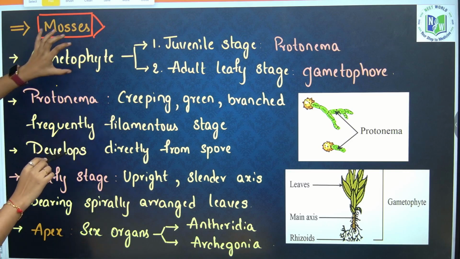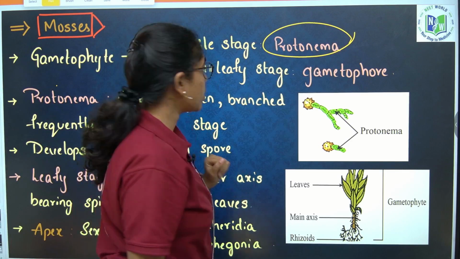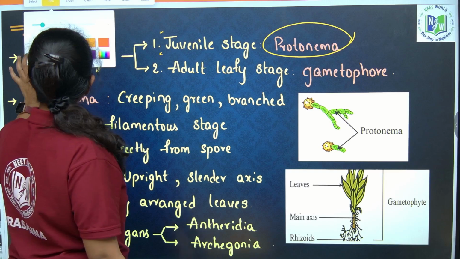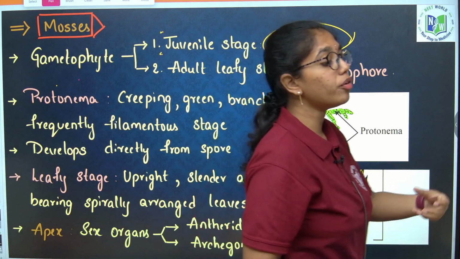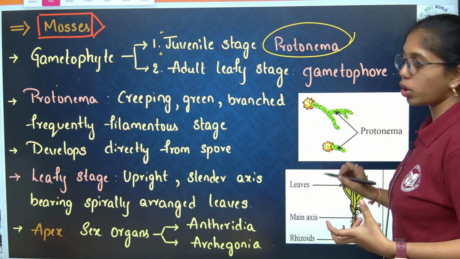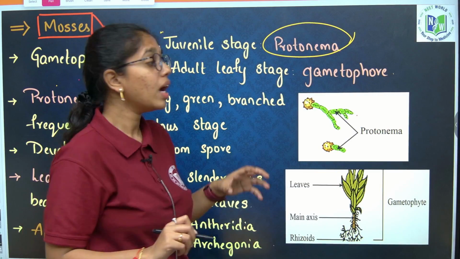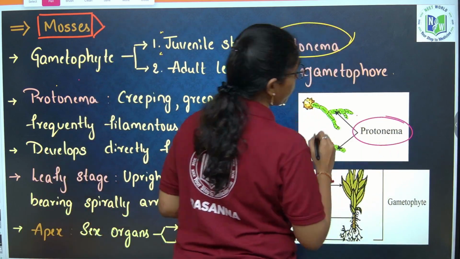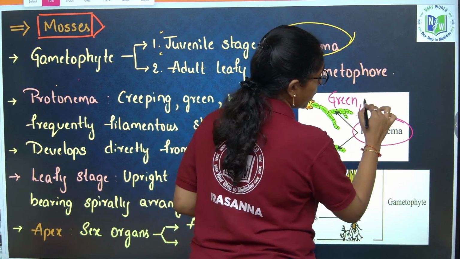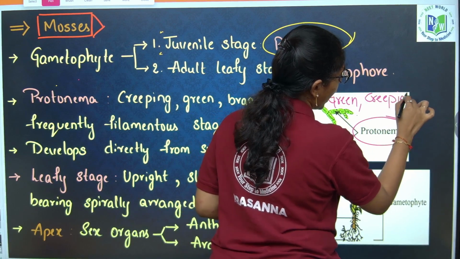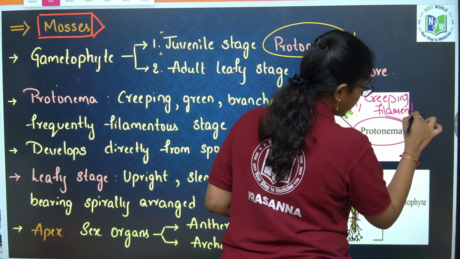So, here in mosses the first gametophytic structure is protonema. When a spore from the sporophyte lands on a suitable substratum, that spore first germinates to protonema in bryophytes. Protonema is a green creeping filamentous structure.